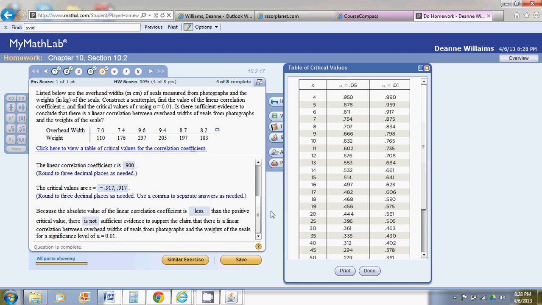All right, so hopefully that gave you a little bit of a preview of just how to use the technology available to help find the values that you need. If you have any questions, please let me know.